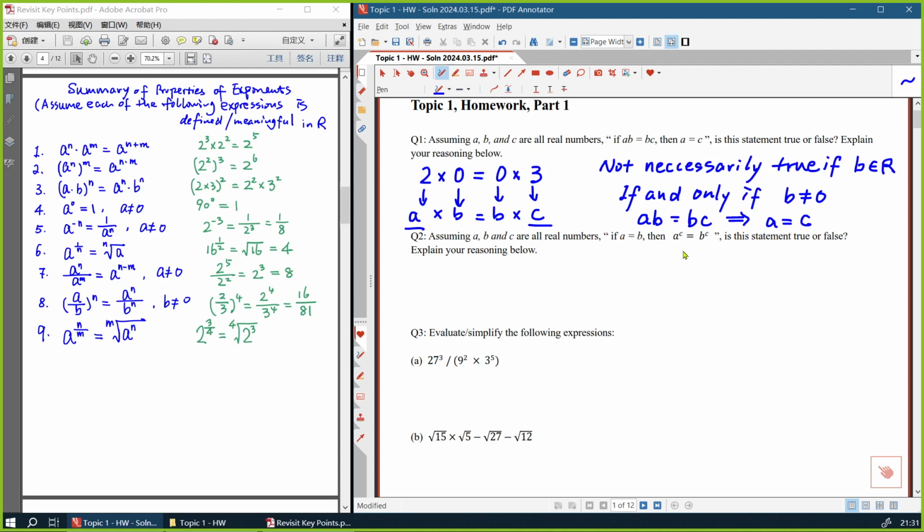then A raised to the power C equals B raised to the power C. Is this statement true or false? Again, same thing. You need to consider some corner case. For example, if A equals B equals 0, and C equals 0, we don't have 0 to the power of 0. This is not defined, right? So again, we can find a counterexample, so this is not necessarily true.